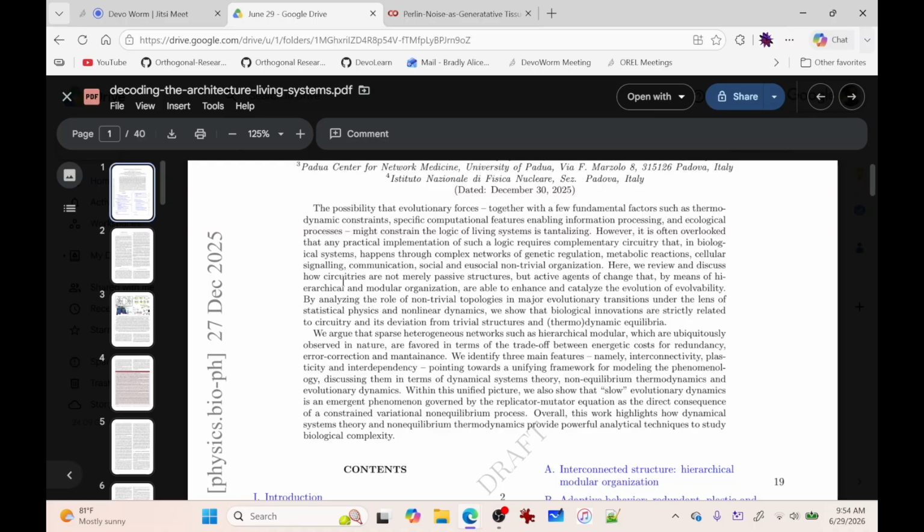Here, we review and discuss how circuitries are not merely passive structures, but active agents of change that, by means of hierarchical modular organization, are able to enhance and catalyze the evolution of evolvability. So, evolvability is a term, or an area of biological theory, where the argument is that we want to be able to have a system that can evolve at a certain rate. So evolvability just means that something can evolve, something has a space of possibilities to which it can evolve. Now, some things aren't very evolvable.